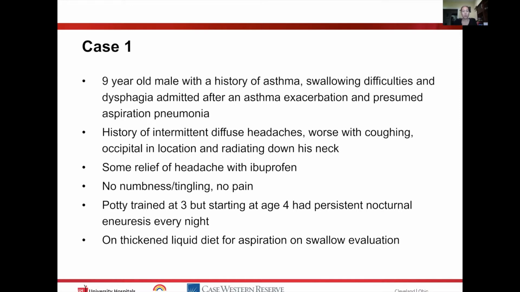And then he initially reached potty training at age 3, but then starting at age 4, he would have this nocturnal enuresis. And then after he had a swallow evaluation, he was basically put on a thick liquid diet.